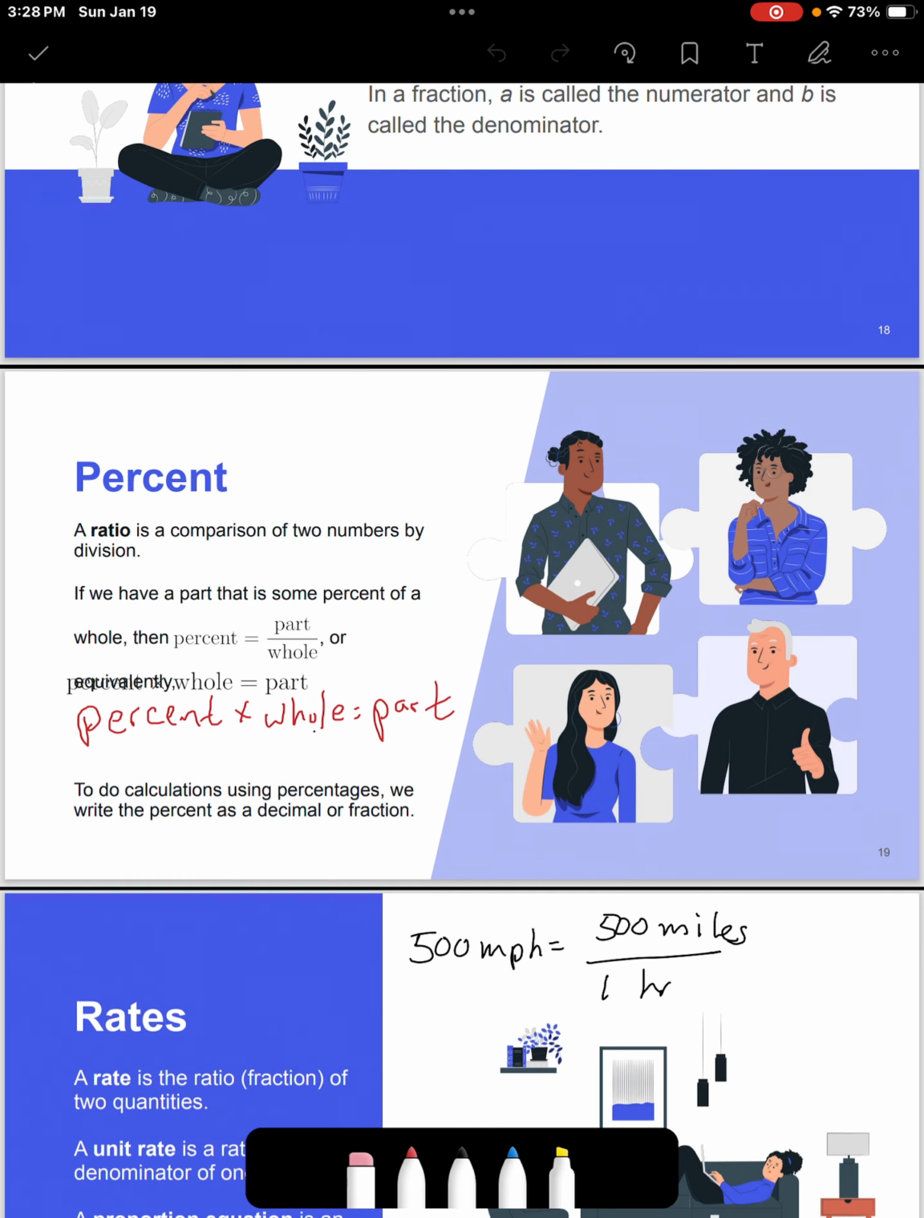A percent is a ratio. As a percent, a ratio is a comparison of two numbers by division. If we have a part that is some percent of the whole, then the percent equals the part over the whole, or the part divided by the whole. Or you could say the percent times the whole equals the part.